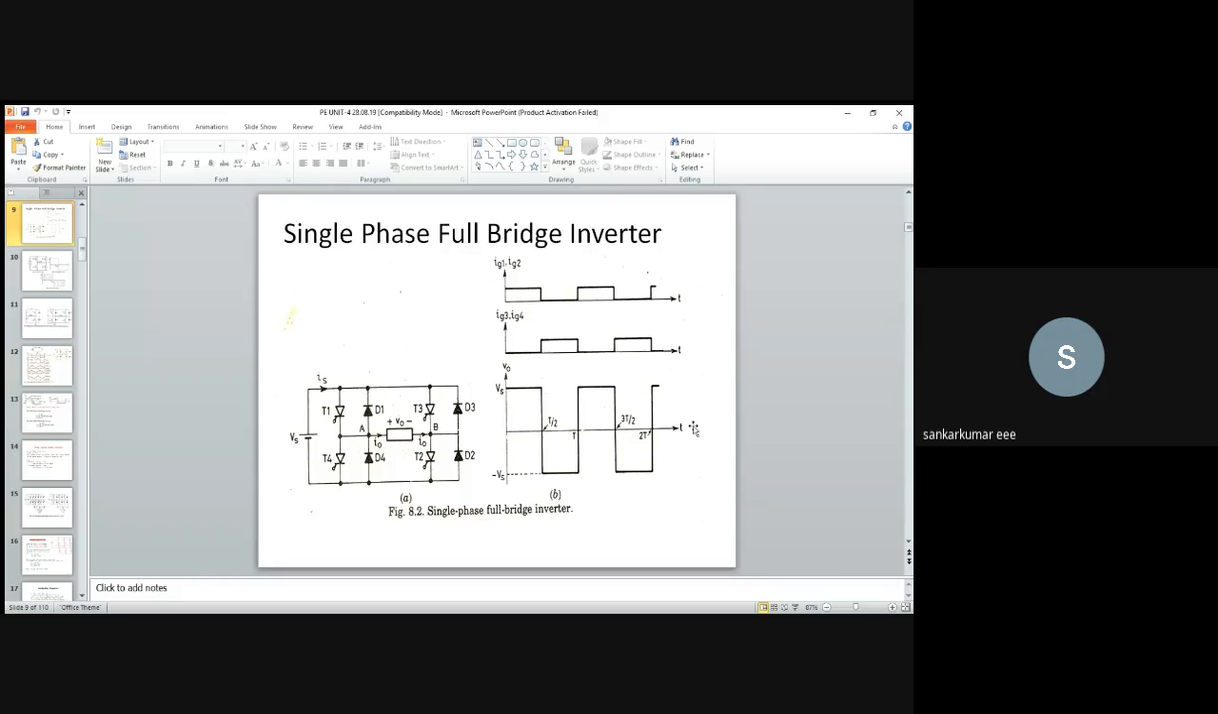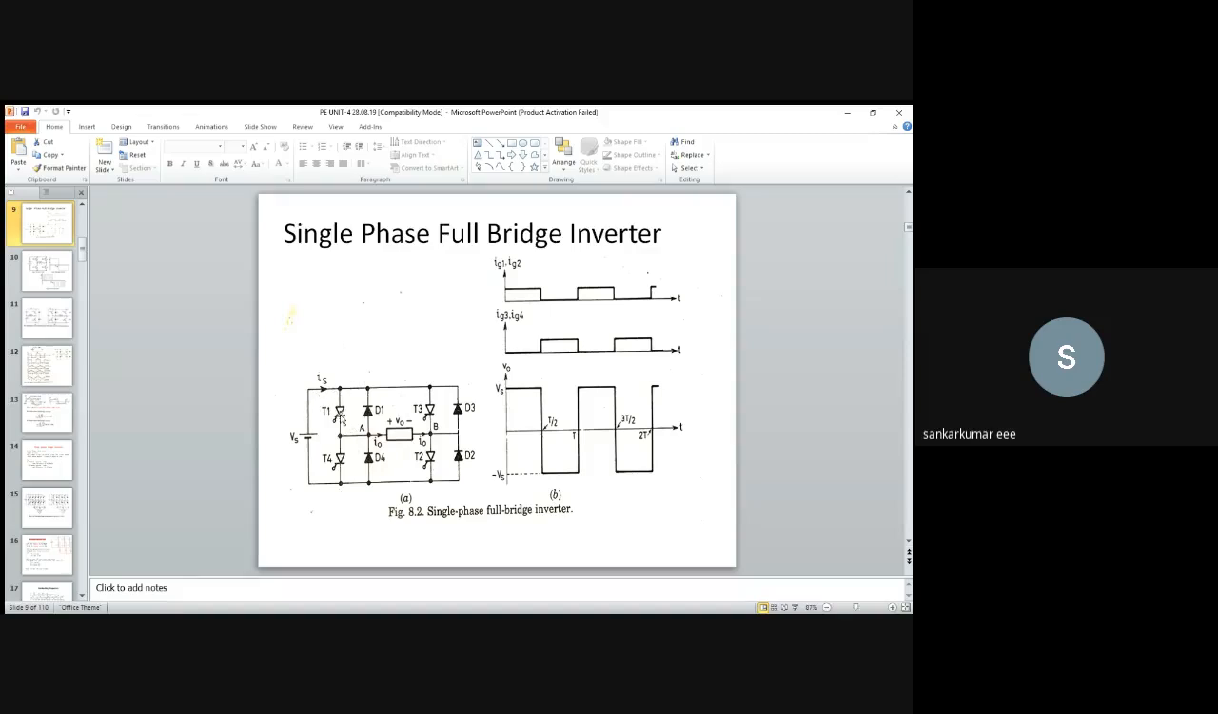And first thing we can see is the basic single phase full bridge inverter. Here we are having the four SCRs, T1, T2, T3, and T4. Already I have shown it with the four switches, that is the SPST switches. Here it is replaced by four SCRs, that is T1, T2, T3, and T4. And across each SCR we are having the anti-parallel diodes. The anti-parallel diode means both are oppositely connected.